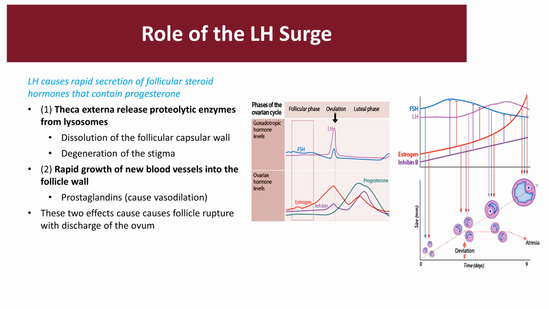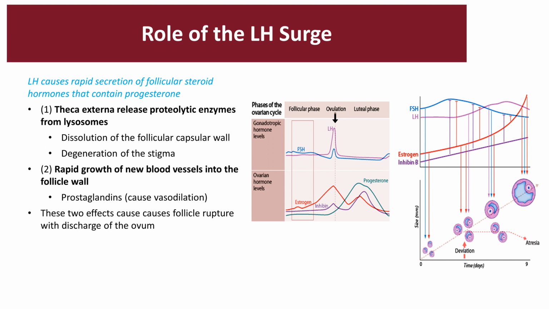The role of the LH surge. LH causes rapid secretion of the follicular steroid hormones, including progesterone. Within a few hours, 2 events start to occur. Number 1, the theca cells of the externa begin to release enzymes, such as lysozymes, that begin to dissolve the follicular capsule and eventually weaken the outer wall. This will make the swelling a lot easier and degenerate that stigma.